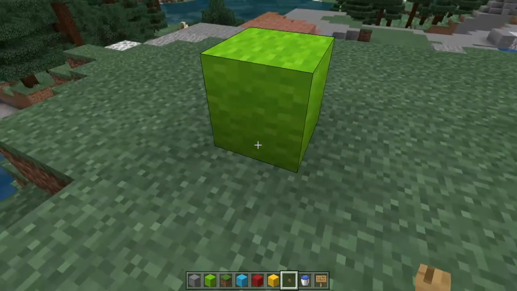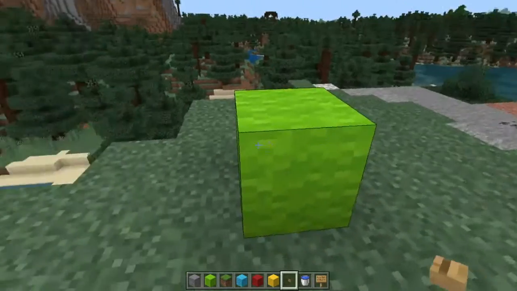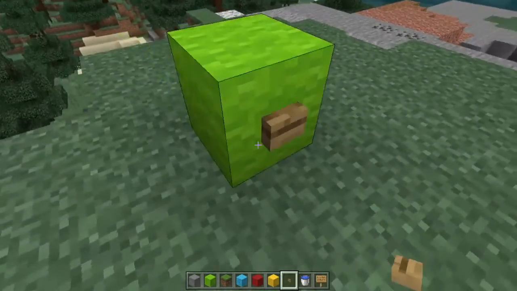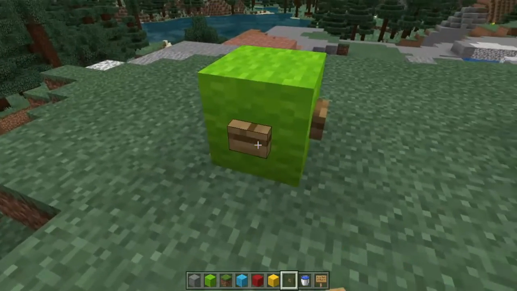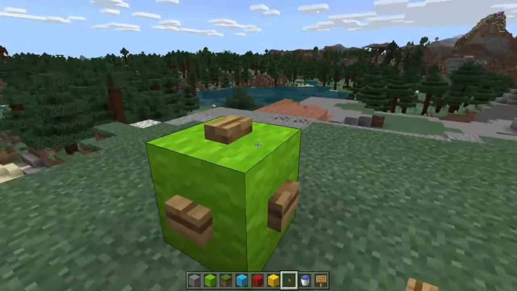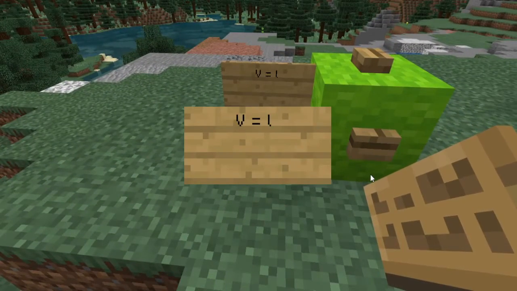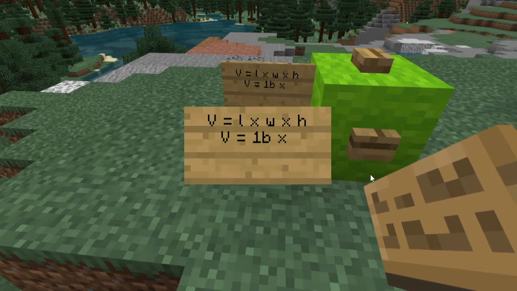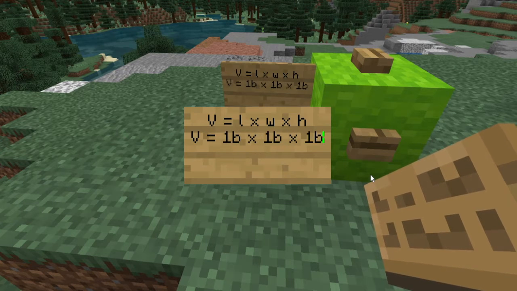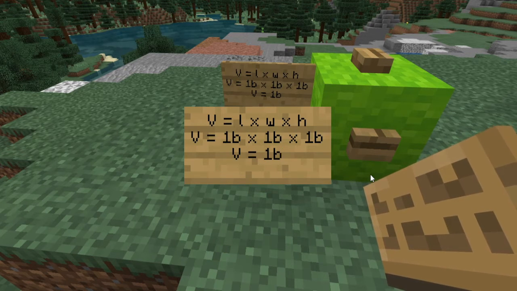Now, we can do the calculation to find out the volume for this block. So we need to find out the length. The length of the block is 1, just one block wide, and the width of this block is also 1, and the height of the block is also 1. So volume equals length times width times height. Volume equals 1 block times 1 block times 1 block, and since 1 times 1 is 1 times 1 is 1, our volume for this block is 1 cubic block.